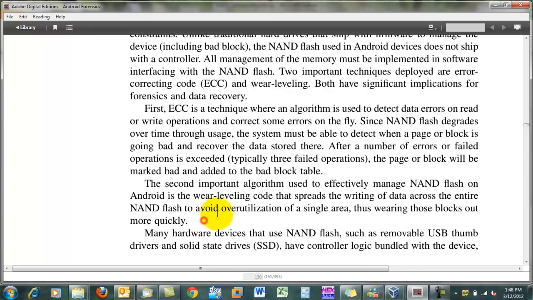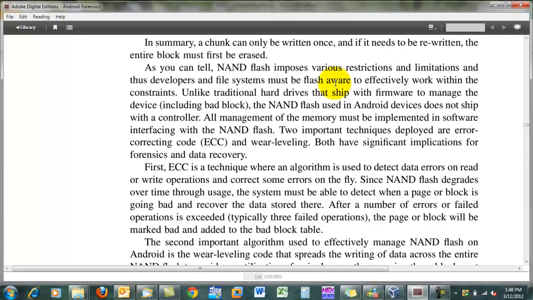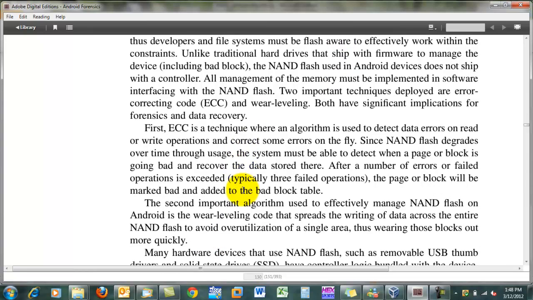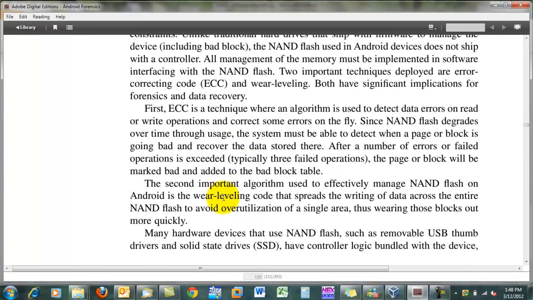The second way of preserving the flash, because there's a lot of limitation, is called wear leveling code. That means that you try to write the data across the entire flash and do not use the same flash chip over and over again, or the same page over and over again. So this is the other limitation you have over here.